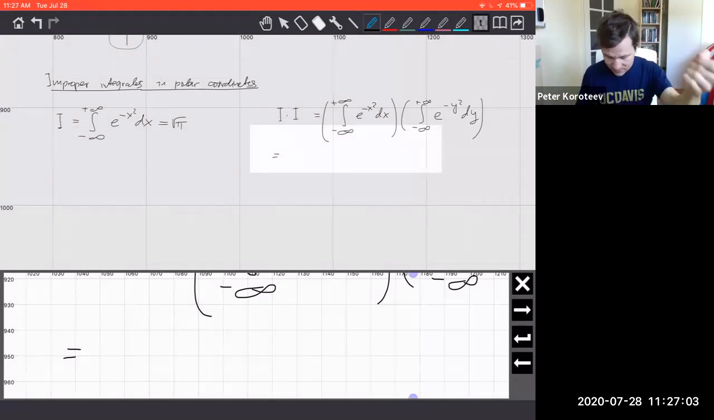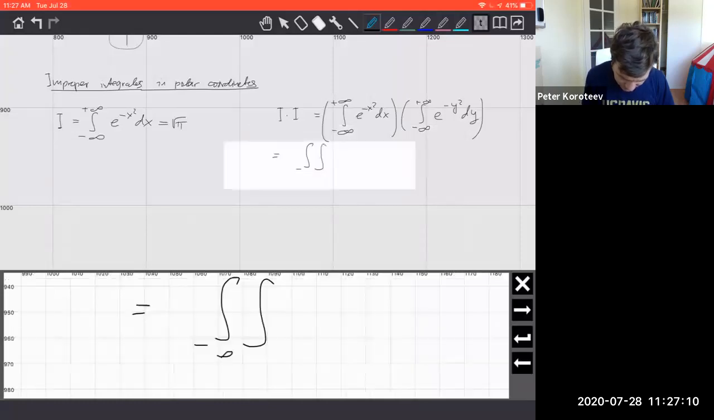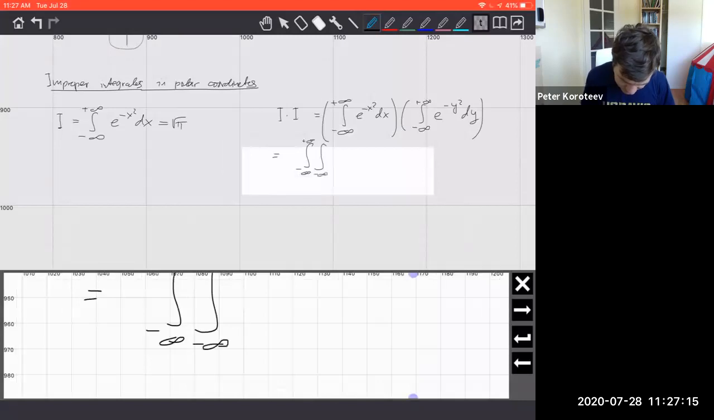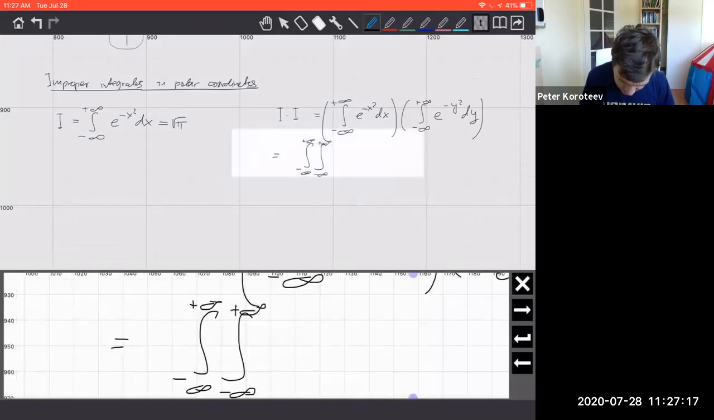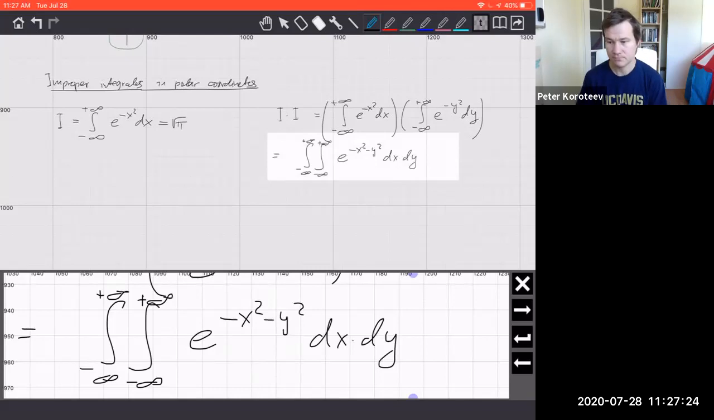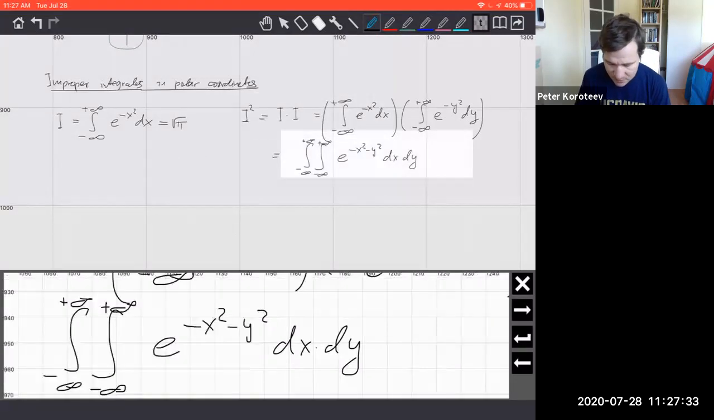Now let's read that statement backwards. We will write it as a double integral. So it will be the double integral from minus infinity to plus infinity, from minus infinity to plus infinity of e to the minus x squared minus y squared dx dy. Remember that should be equal to I squared. So if you find this integral, we'll find the square of I, and then therefore we'll find I.